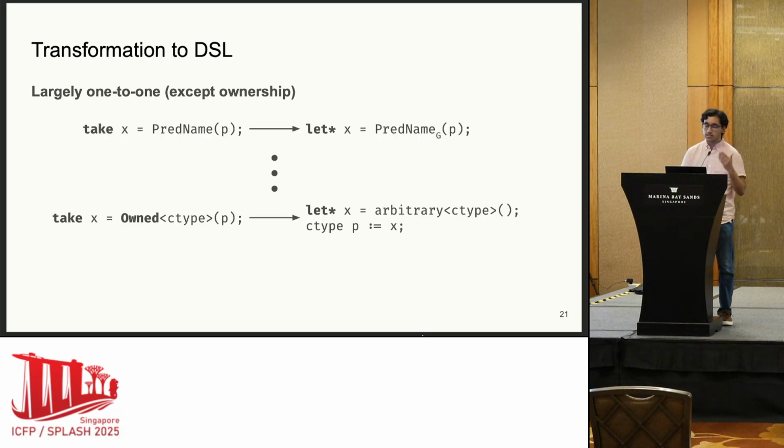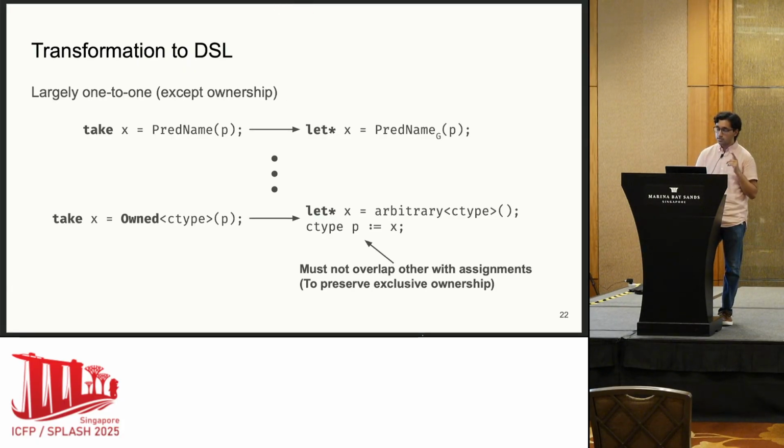In the case of owned, it's saying that we have ownership of some P, where we have some C-type data there, and the data that's there is X. Rather than reading from P and setting the value of X, we're instead going to generate some X, which is going to be an arbitrary value of that C-type, and then assign it to location P.